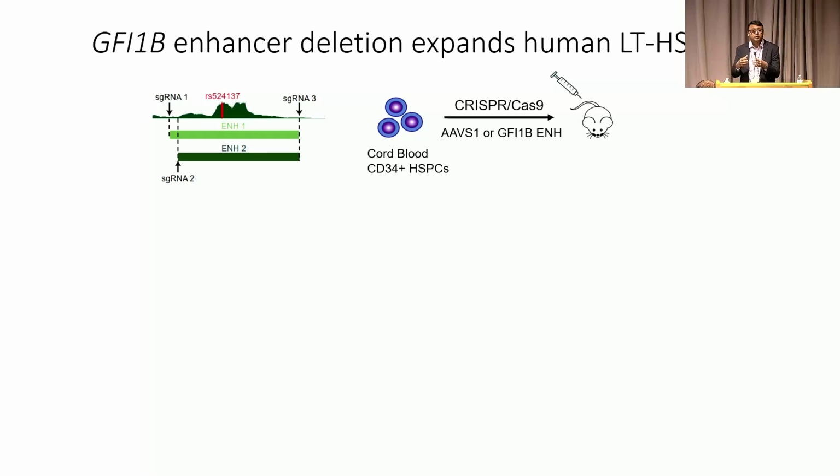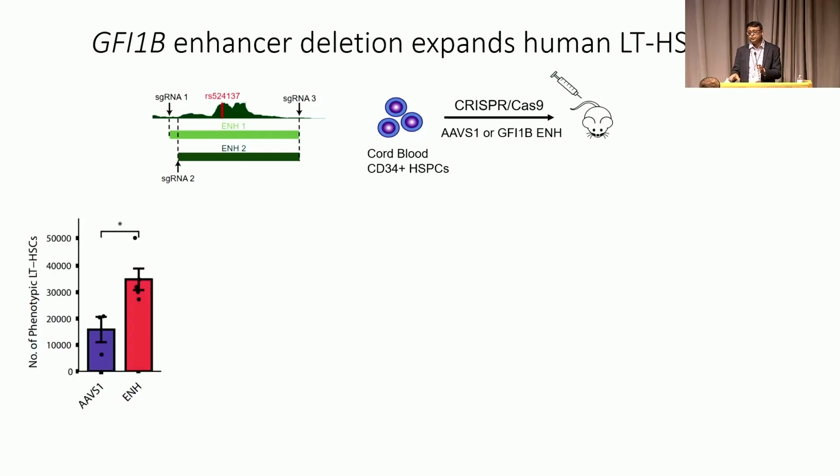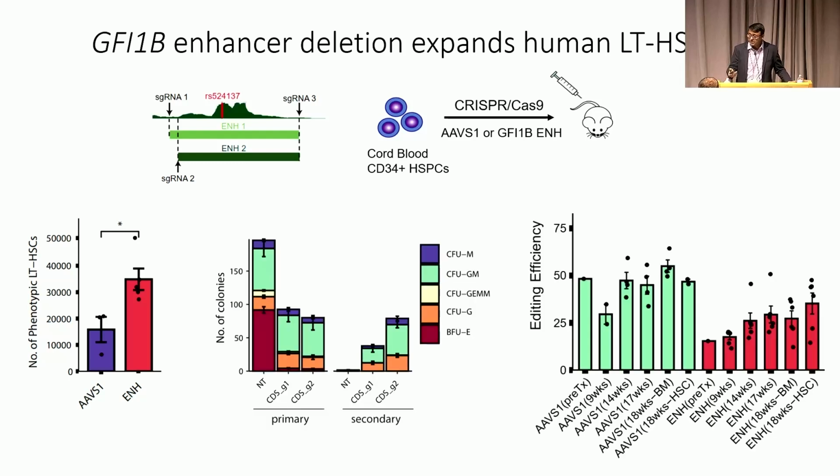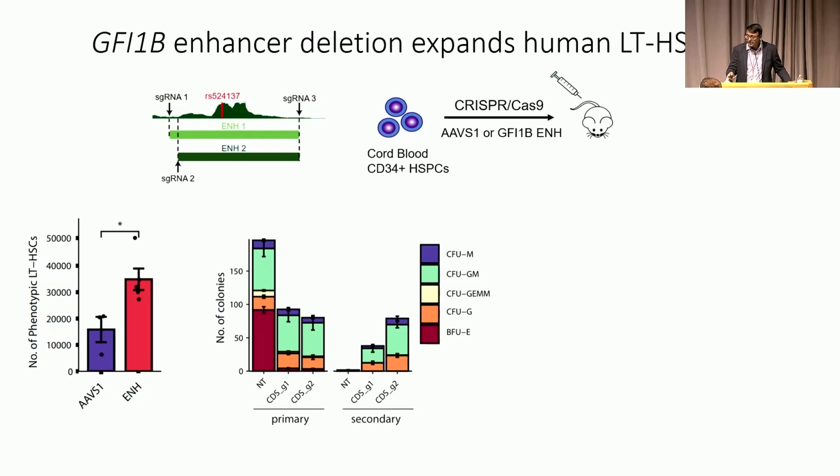We took CD34 primary hematopoietic stem and progenitor cells, and we deleted this enhancer using 2 CRISPR guides. Upon deletion of this region, we were able to show that GFI1B gene expression was decreased. In addition, when we cultured these hematopoietic stem cells in stem cell maintenance condition, there was expansion of the hematopoietic stem cells based on surface markers. We also did functional studies by doing colony assays, and we showed that these enhancer-deleted cells have increased secondary colony replating ability, which is indicative of increased self-renewal potential.